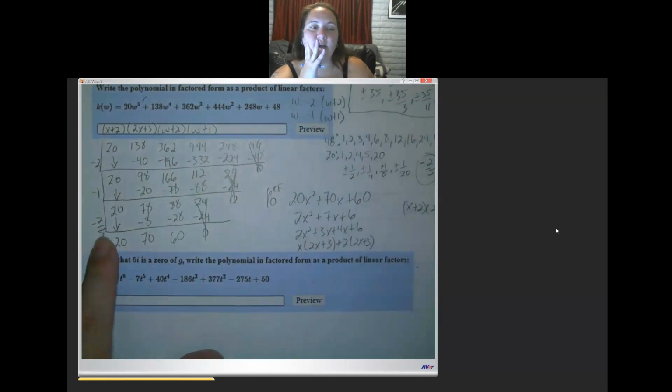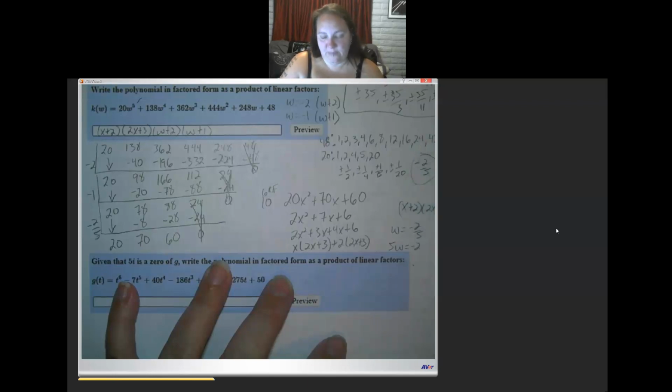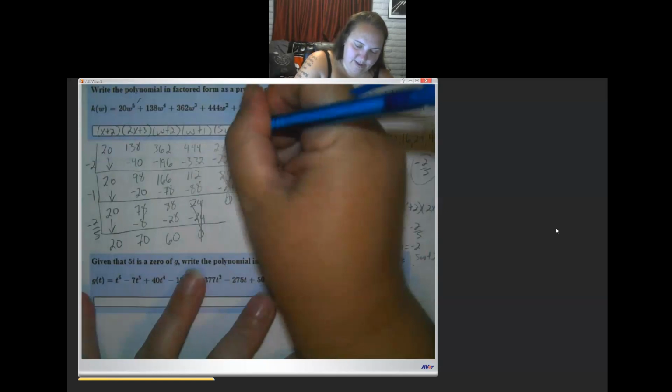So here, if we have w equals negative 2/5, to get this to be a factor, I would multiply both top and bottom by the 5. So 5w equals negative 2. And then I would move the 2 over. So then that one is 5w plus 2.